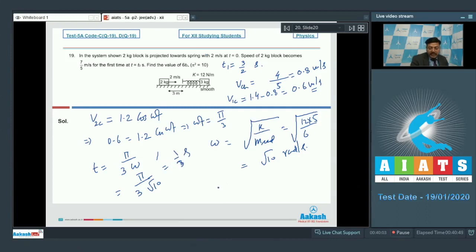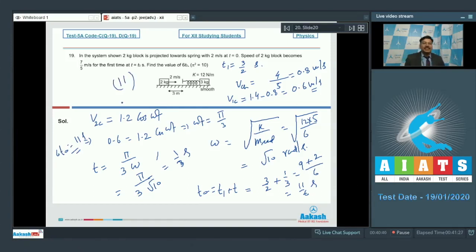So the total time will be t1 plus t, and that is equal to 3 by 2 plus 1 by 3, which is 9 plus 2 by 6, that is 11 by 6 second. Now this is nothing but t naught. So the value of t naught is 11 by 6 second, and so the value of 6 t naught will be 11 second. So that means the answer to question 19 is 11.